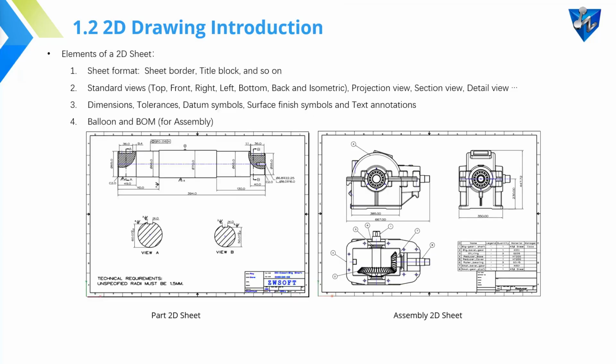After we know the workflow, how about the elements of a standard 2D sheet? Generally, it includes the sheet format, like the sheet border, title block, and so on. And also the necessary views, like the standard views, the projection view, the section view, the detail view, and also dimension annotations, and balloons and BOM for assembly. So these are the screenshots for a standard 2D sheet for part and assembly.